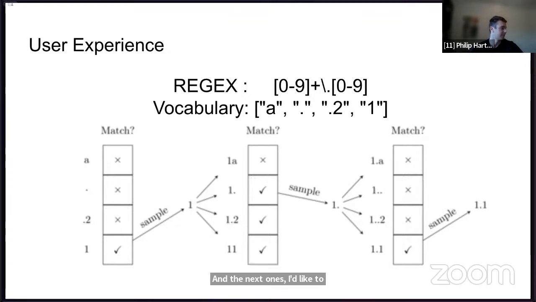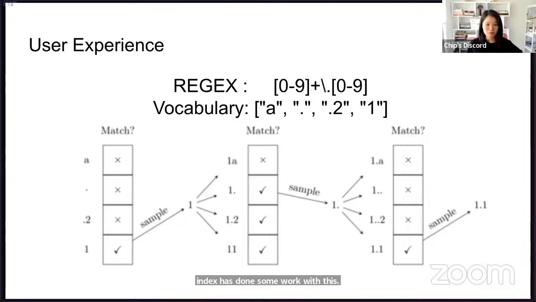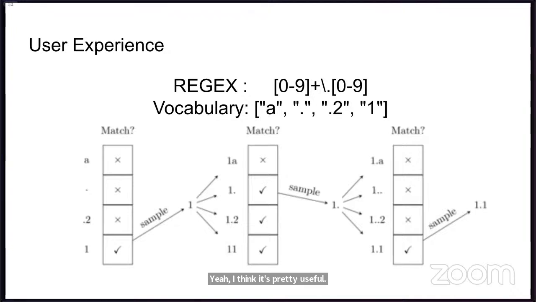I'd like to stop for a second here and bring up a discussion question. I talked about Outlines here, and I'm wondering if anyone's used Outlines or other guided generation tools, things like guardrails for LLMs and other generative AI. I'm not sure if Andre is on, but I think Llama Index has done some work with this. Yeah, I think it's pretty useful. Yeah, guardrails is also pretty useful.